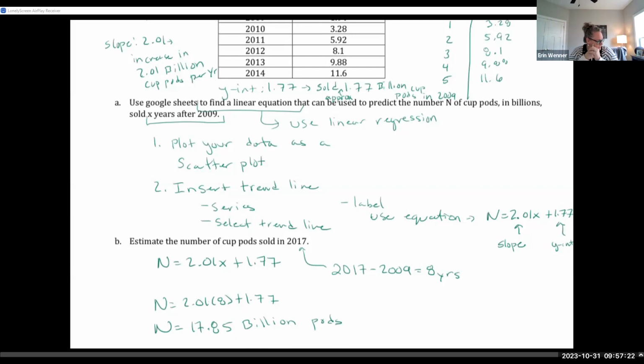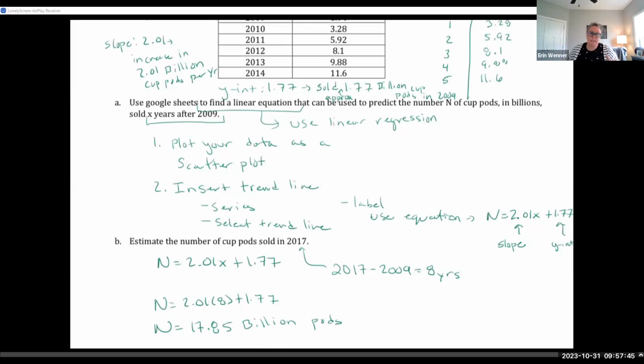Yeah. And supposedly in 2017, 29% of Americans were using them, which must be much higher now if 36 million households are using them. So, anyways, that is our little detour into cup pods and Keurig.